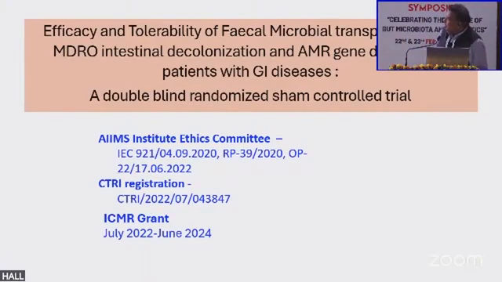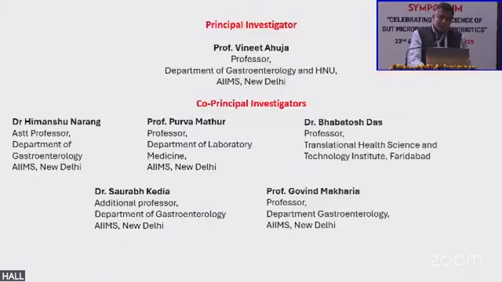This is efficacy and tolerability of FMT for microbiome, MDR intestinal decolonization and AMR gene depletion in patients with GI diseases, a double-blind, randomized, sham-controlled trial. This was on the basis of an ICMR grant which we had received. And obviously, such a kind of study would require a good team. So we had a very good team.